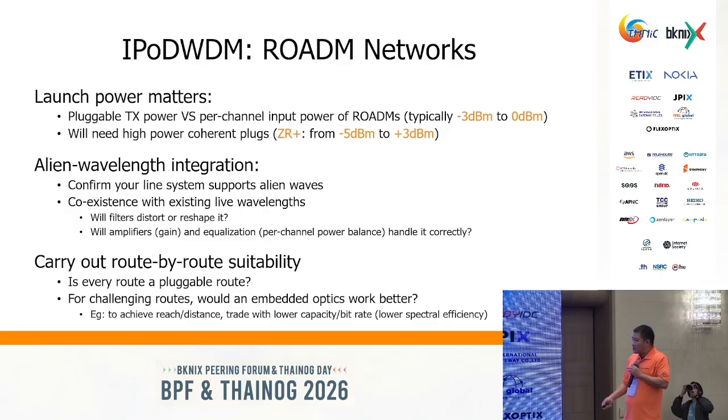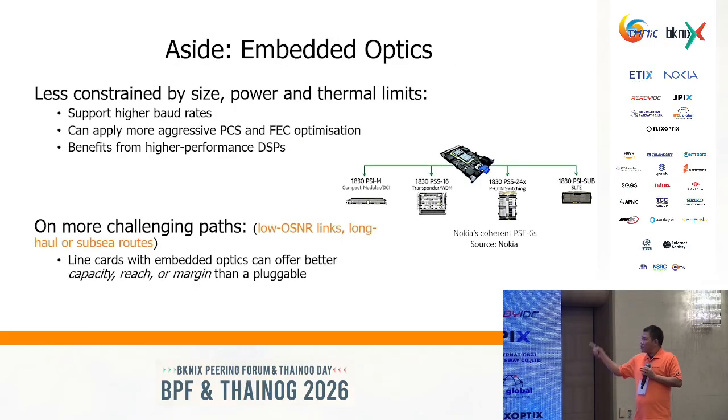And common sense also should matter. I think that's what the last bullet point is saying, that is, is every route a pluggable route? It may not be a pluggable route. If you have a very long distance link, a very bad fiber, or a very challenging segment, maybe you need to stick with embedded optics, not go with coherent pluggable optics, right? Because with embedded optics, given the form factor, they don't have the same thermal limits that a QSFP-DD or an OSFP coherent plug might have.